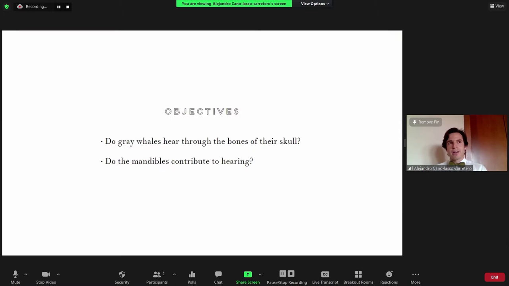So the current hypothesis is that whales hear through the skull, so basically through the bone structures in the head. This is known as bone conduction, and it has been determined as the dominant hearing mechanism in the fin whale. So we wanted to test that hypothesis on the gray whale. And particularly for this project, we wanted to understand what is the role that the mandibles, that is the jaw bones of the whale, play in the hearing mechanism.